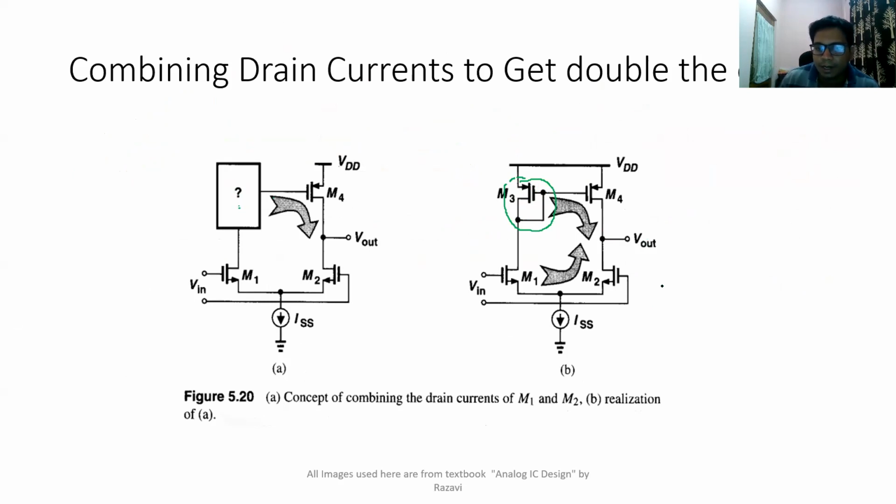Let us say Vin is very small. The voltage at this node is more negative, going to minus infinity, and the voltage at this end is somewhere at positive infinity. Then, when the voltage here is going to be minus infinity, what will happen to this transistor?